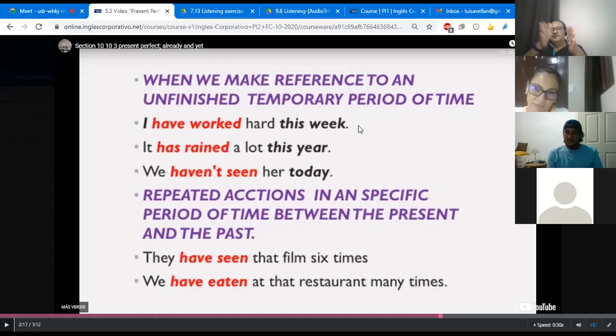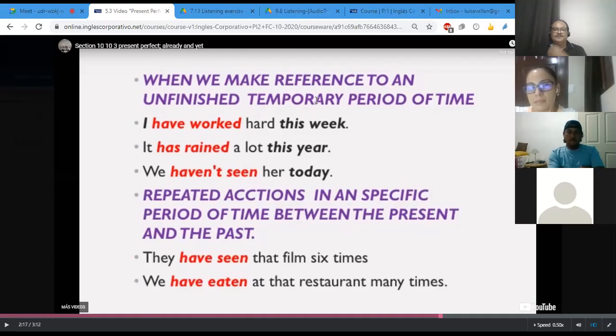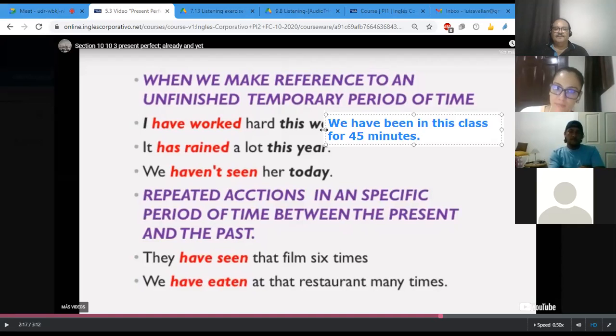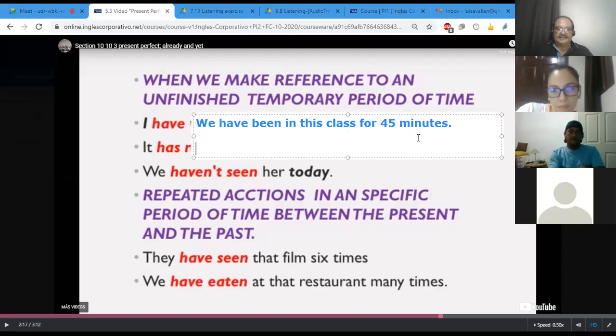Okay, yes, that's correct. Okay, so the present perfect is an action that began in the past, gets to the present, and will probably continue in the future. For example, we can say, we have been in this class for 45 minutes, correct or not? Yes or no? We have been in this class for 45 minutes. ¿Cuándo comenzó la acción? Hace 45 minutos. At 7, exactly, right? At 7. Okay.